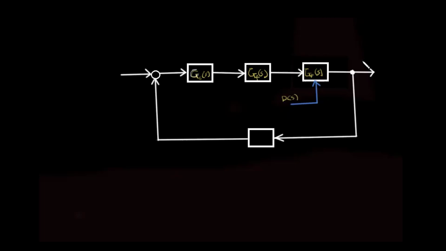And here this is our desired Y(s). And this block here, let's call it G_H(s), which stands for the Laplace function of the measured or process variable. And here Y(s) is the process variable.